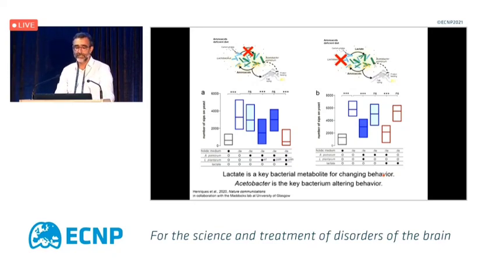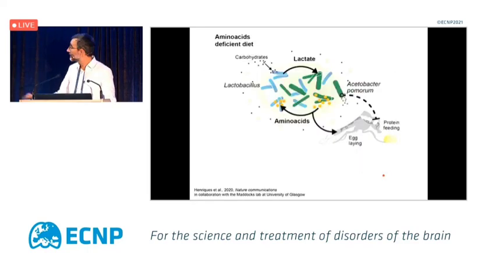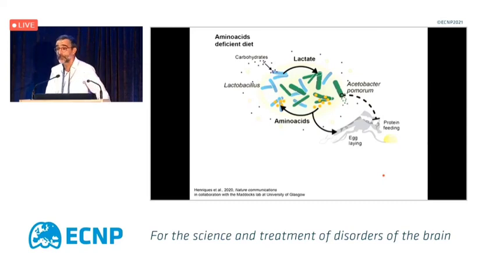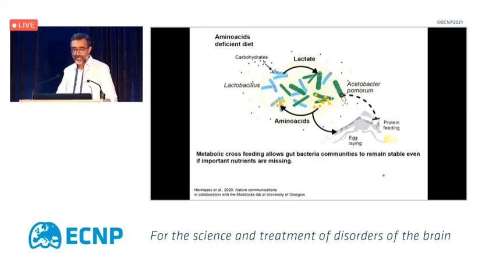Now, I won't show the data, but it turns out that this is really important because the reason the lactobacillus need to produce lactate is so that Acetobacter pomorum can make amino acids, and this allows lactobacillus to survive in the gut of the host because lactobacillus cannot make isoleucine. So that means that there is a circular nutritional economy there. And this metabolic cross-feeding allows the gut bacteria communities to remain stable even if important nutrients are missing.